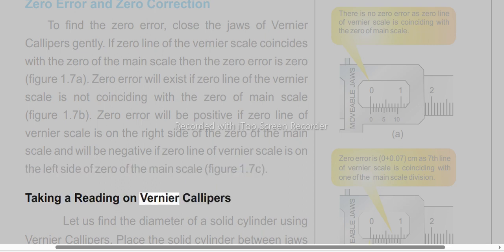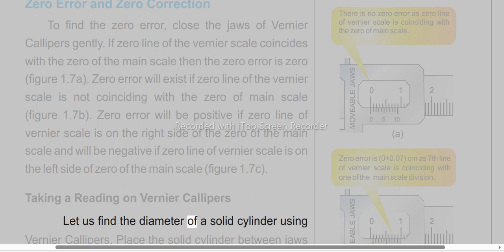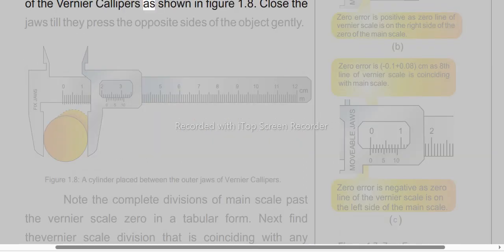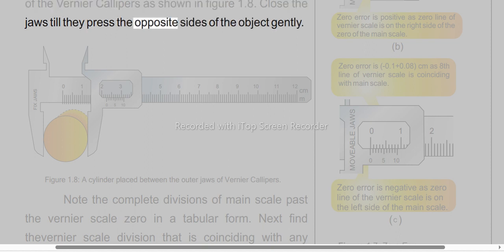Taking a reading on vernier calipers. Let us find the diameter of a solid cylinder using vernier calipers. Place the solid cylinder between jaws of the vernier calipers as shown in figure 1.8. Close the jaws till they press the opposite sides of the object gently.